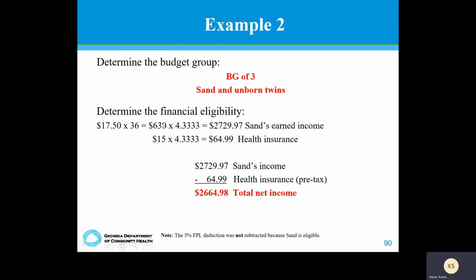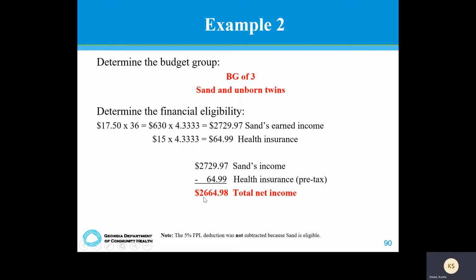So now we need to take that amount and convert it over to a monthly amount. She's paid every week, so we will multiply by 4.3333. And her monthly amount comes out to be $2,729.97. But remember, she was paying health insurance $15 a week. So we need to convert that over to a monthly amount. So you multiply 15 times 4.3333, and you get $64.99. So that's what we would subtract, that health insurance, from her income.